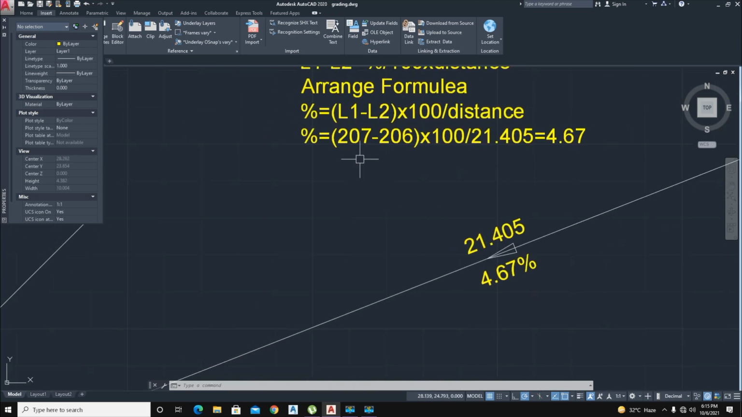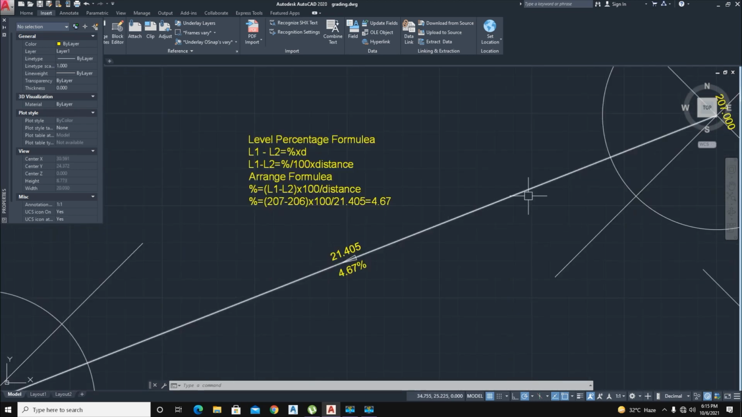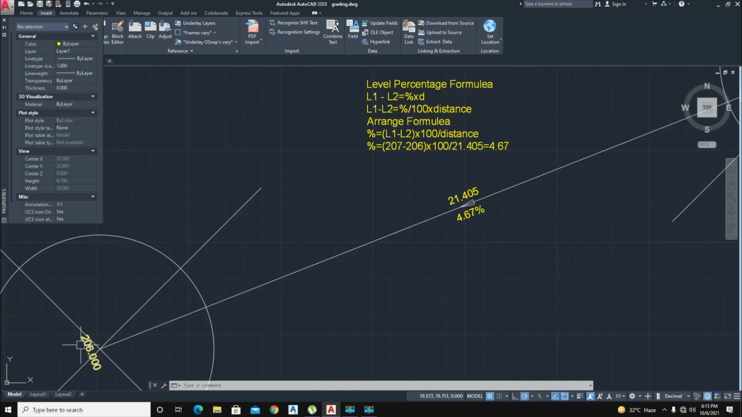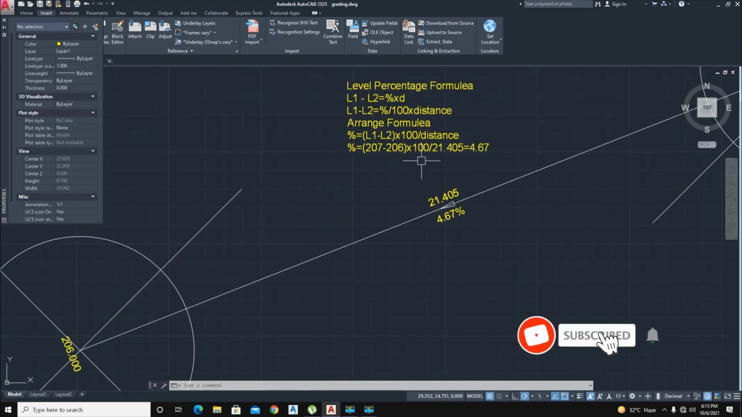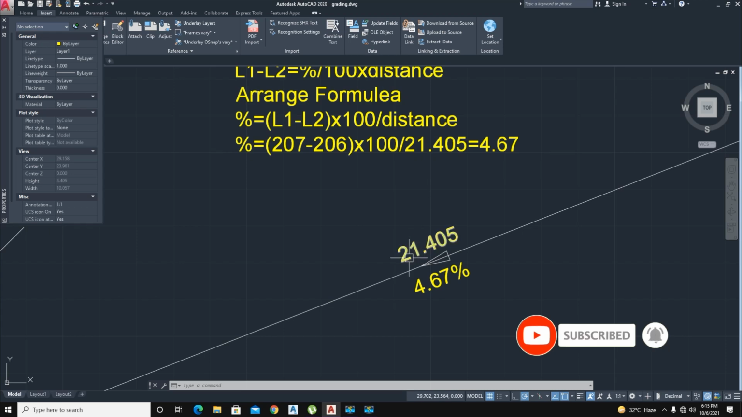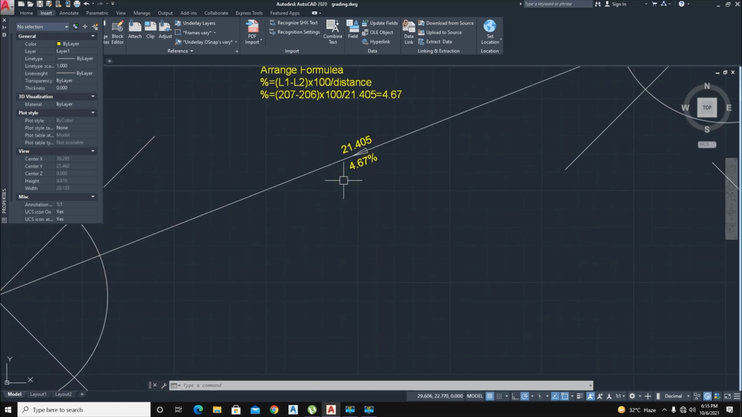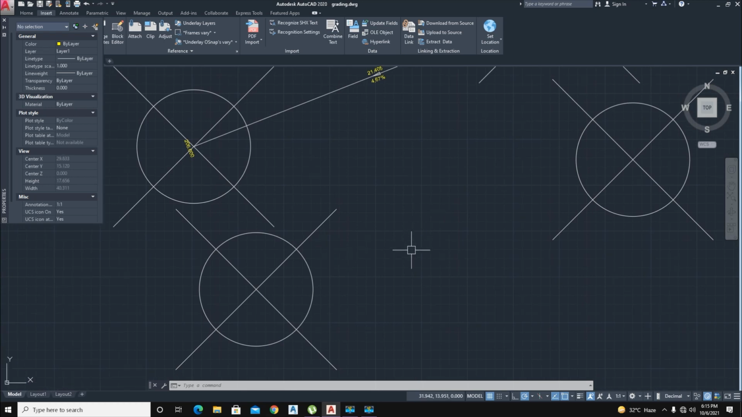We just type the value, the first value here 207 and subtract minus 206, the second elevation here, into 100 and divide by 21.405, the distance, and equal 4.67. The Lisp is correct.